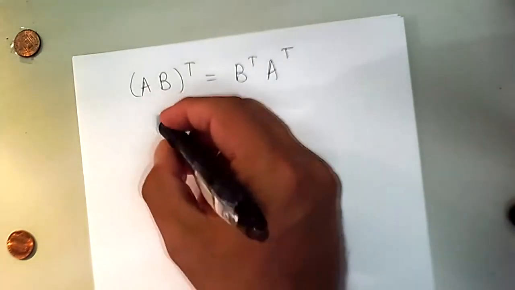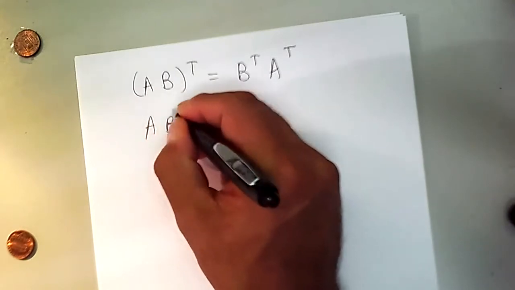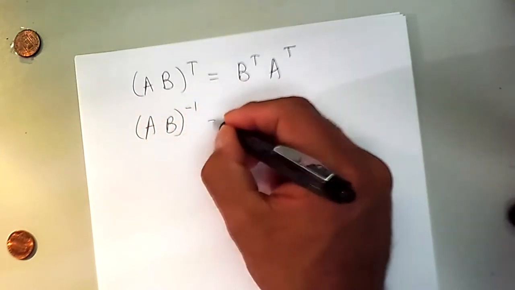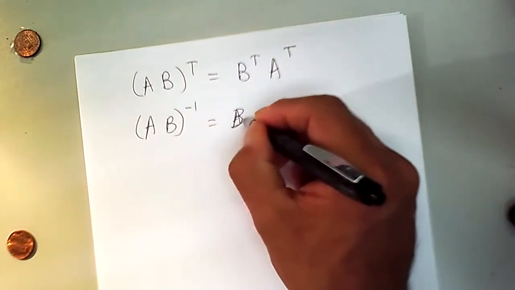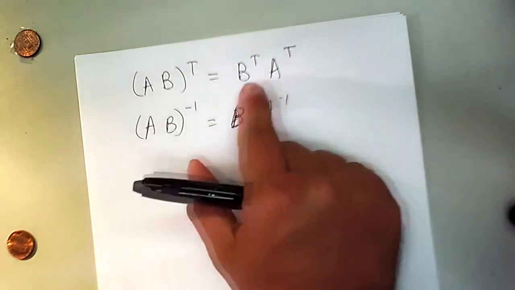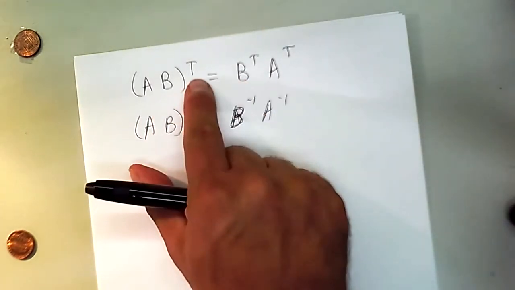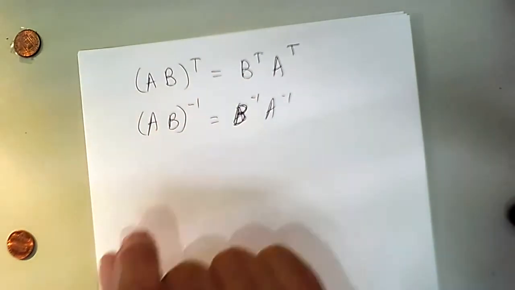By the way, there is a very similar property with inverses. The inverse of AB is equal to, whoa, no, B inverse A inverse. So the order gets reversed just as with the transpose. Yeah, that is an important property.